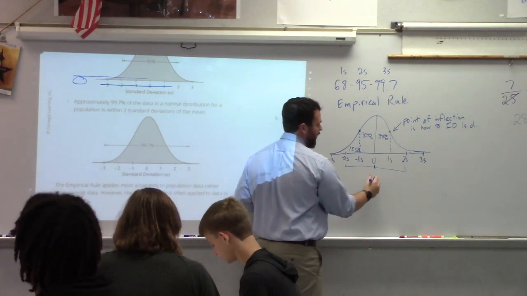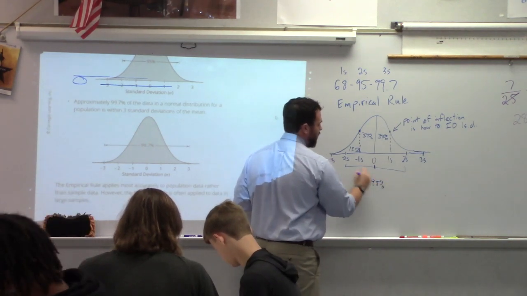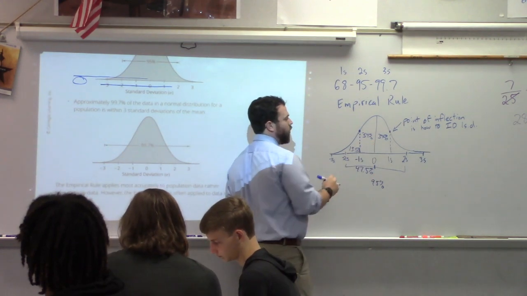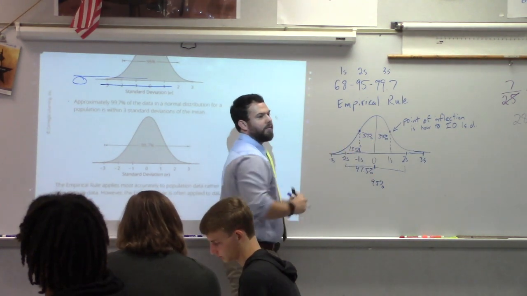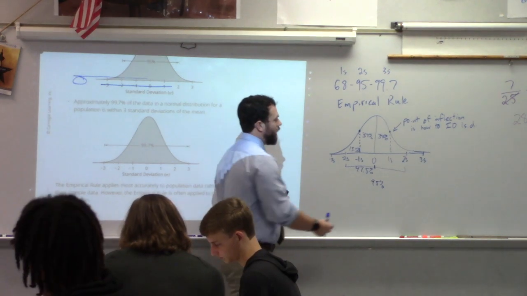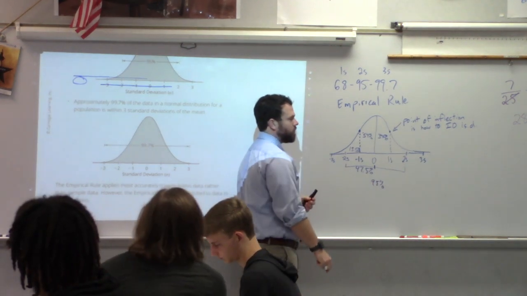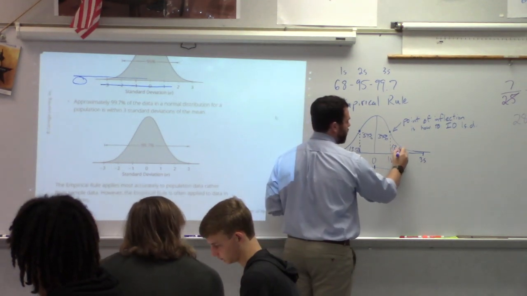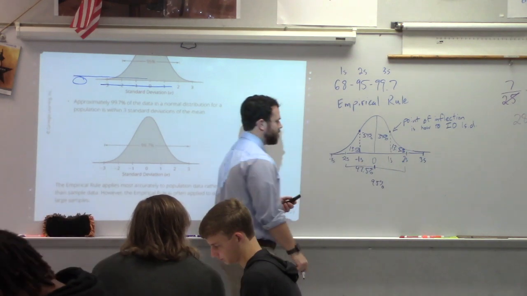Remember how if it's 95% for the whole thing, that means this is 47.5%. I've already got 34%, so it's 13.5 there between -2 and -1. And what's between 1 and 2? 13.5. There's symmetry there. That's the beauty of it.